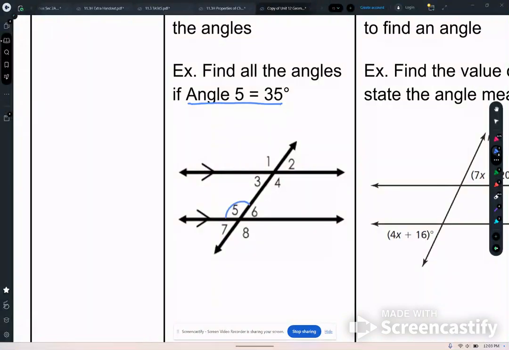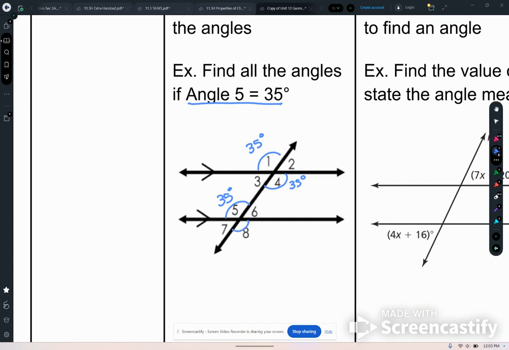So if angle 5 is 35 degrees, we know that angle 4 is 35 degrees because they're alternate interior angles. And we also know that angle 1 is 35 degrees because these are vertical angles. Or we could have gone angle 5 is congruent to angle 1 because they're corresponding angles.